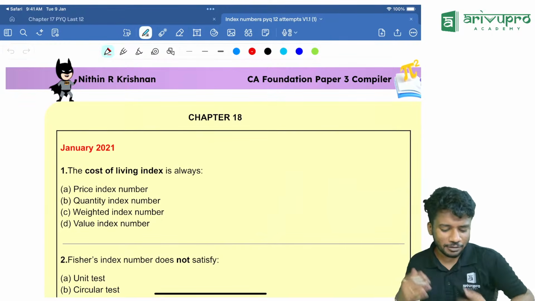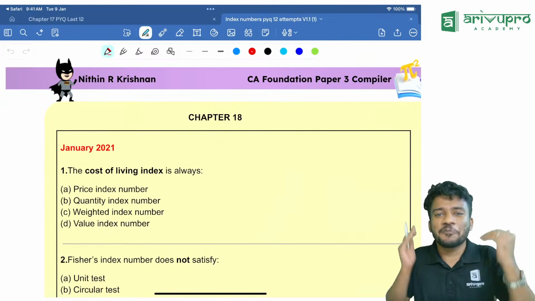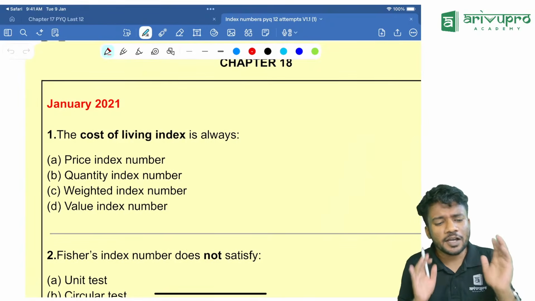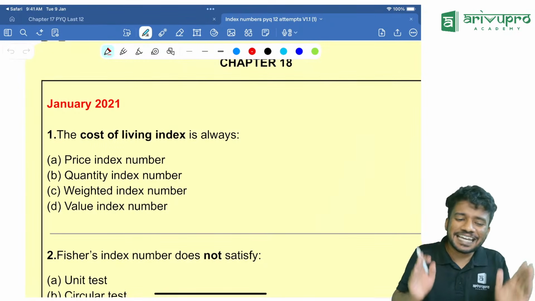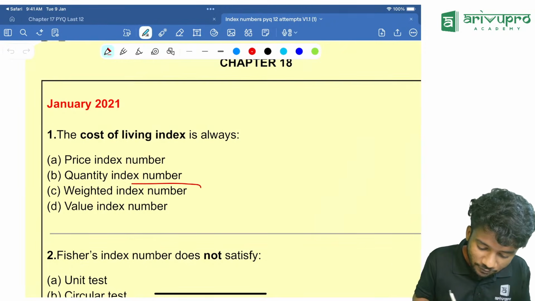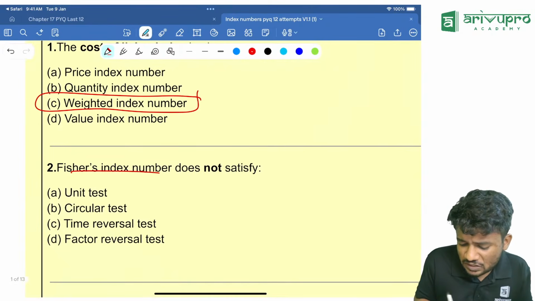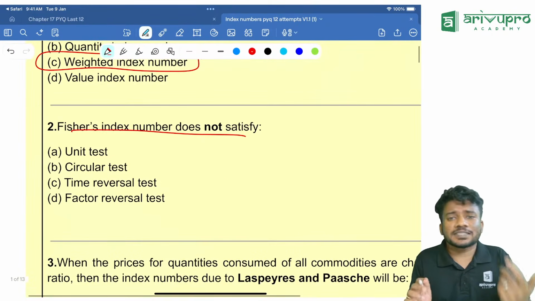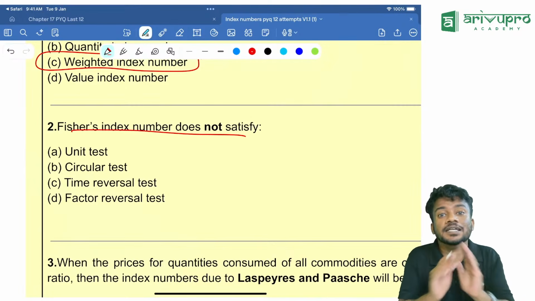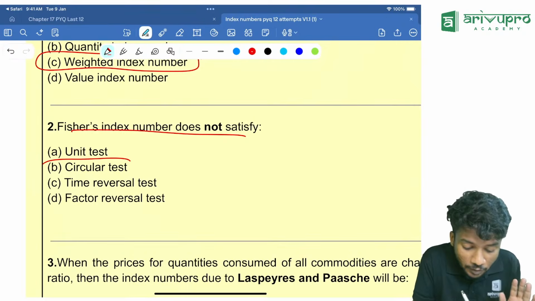We are going to start off, and first of all, we are going to start with the Jan 2021 attempt paper, and the first question, which was a very easy question: cost of living index is always what? Is always a weighted index number. That is a theory question. Then, Fisher's index number does not satisfy what? One of the most repeated questions. It does not satisfy the circular test.